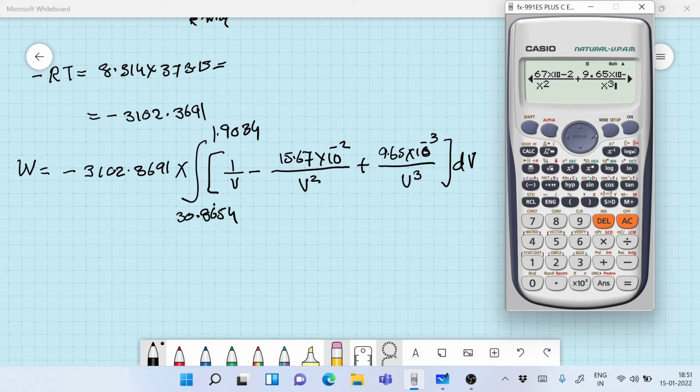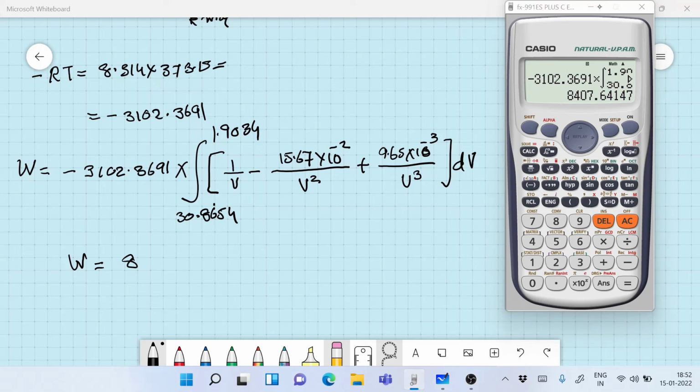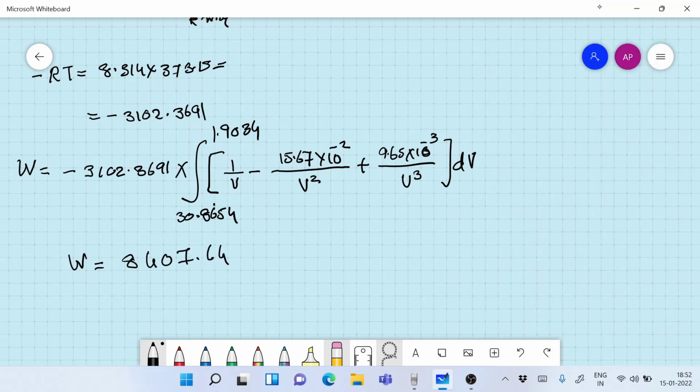So we are pretty much done with writing the equation. Now we need to put the limits. So the lower limit is 30.8654, and now the upper limit 1.9034. We are done. Equals, and we have our answer. That's 8407.64. So W is 8407.64. Now this work is in kilojoules per kilomole. And that's your answer, guys.